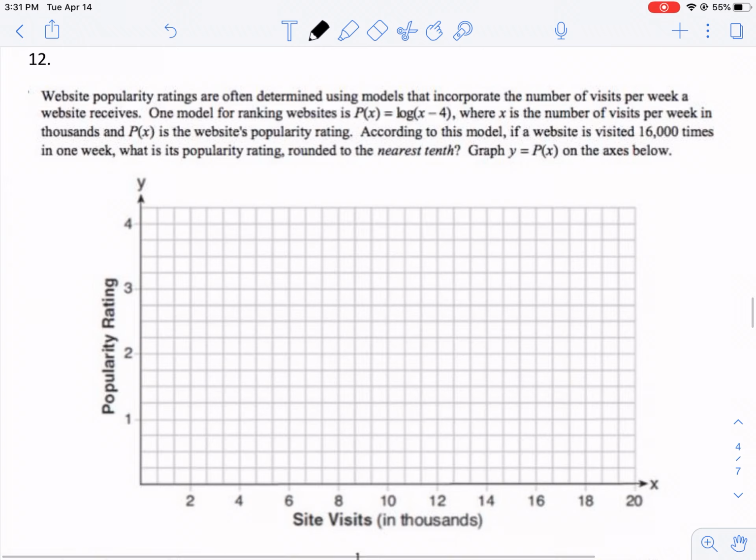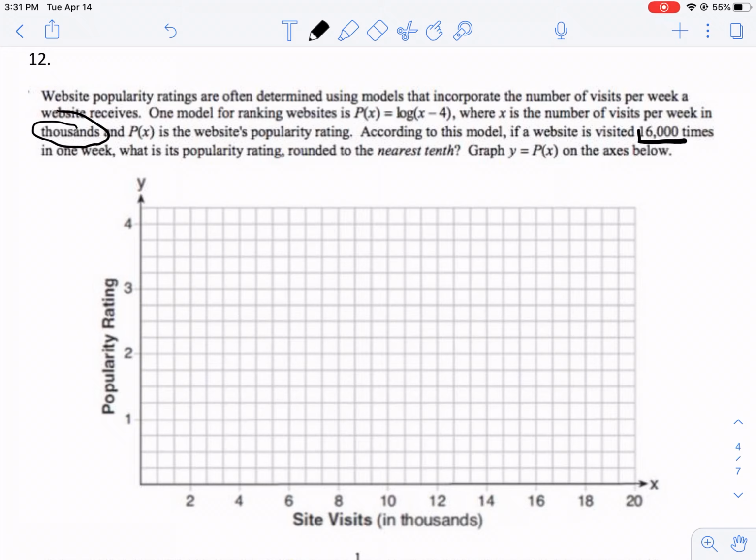Number 12. Website popularity ratings are often determined using models. So one model for ranking websites is given here. X is the visits per week in thousands, and P of X is the website's popularity rating. According to this model, if a website is visited 16,000 times in 1 week, what is its popularity rating rounded to the nearest tenth? Graph it below.